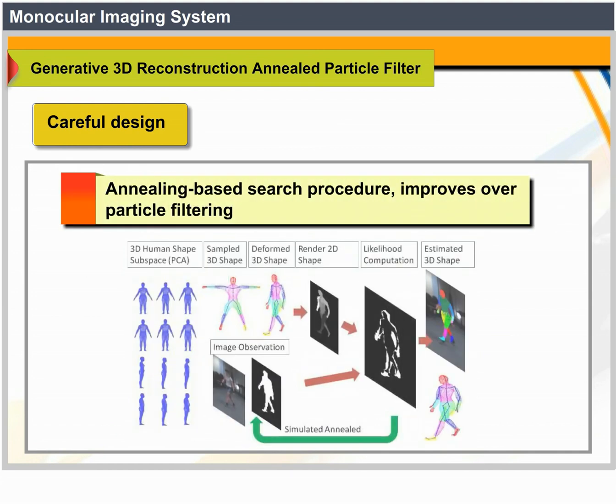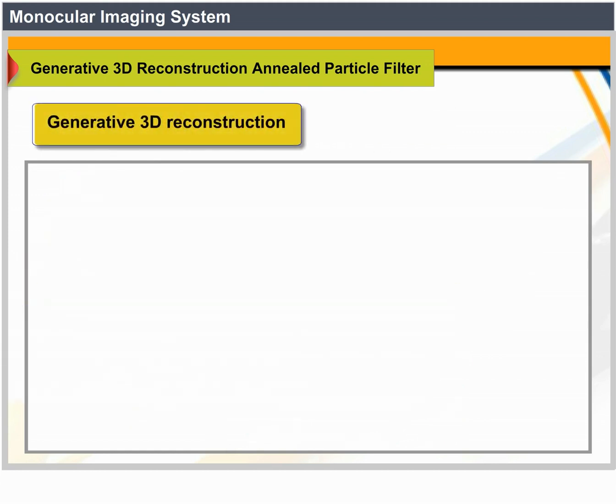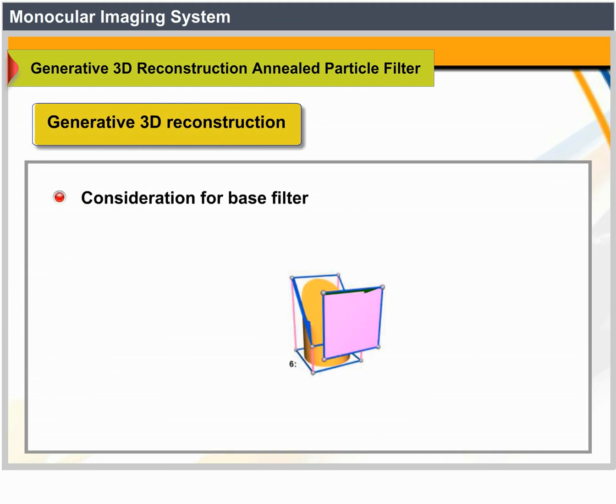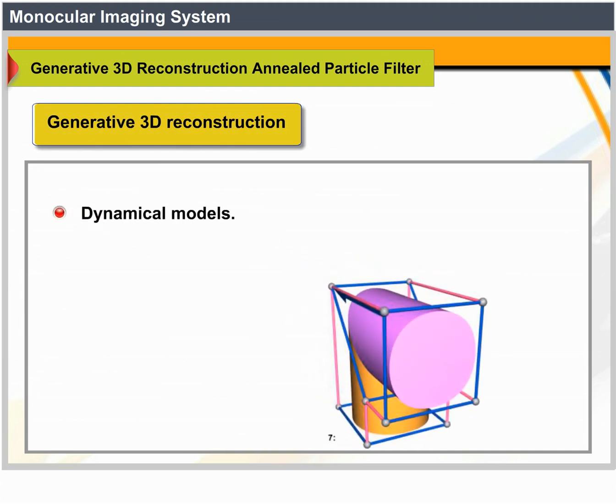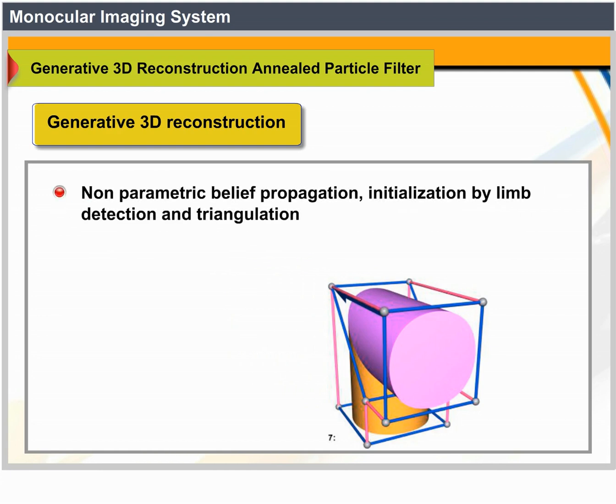Simple background and clothing. Generative 3D reconstruction. Condensation-based filter. Dynamical models. Careful learning of observations, likelihood distributions. Non-parametric belief propagation, initialization by limb detection and triangulation.